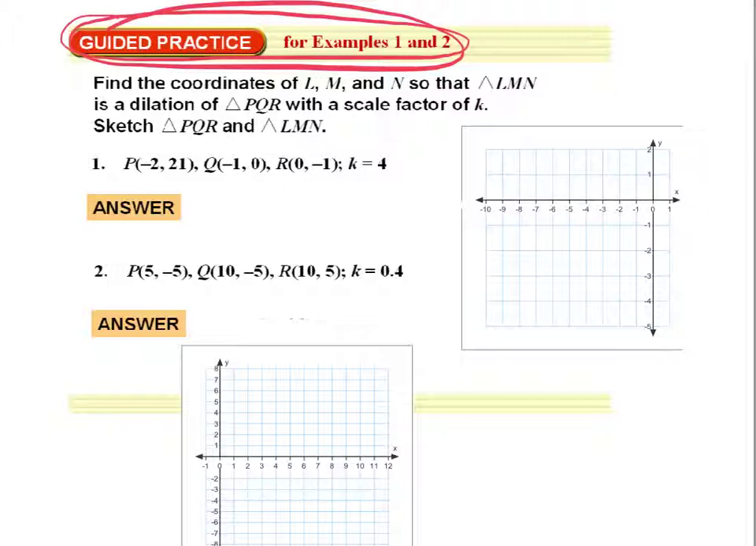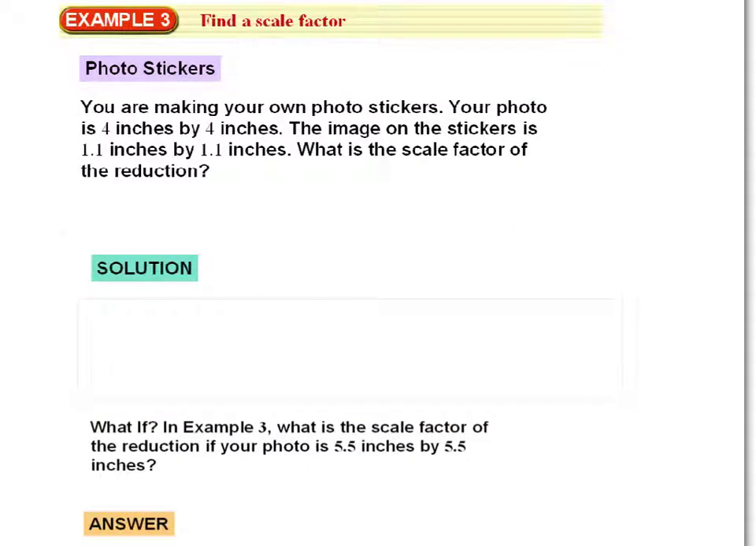If we look at the next slide, real world problem, which Jalen loves so much. So you're making your own photo stickers. Your photos are 4 inches by 4 inches. The image on the stickers is 1.1 inches by 1.1 inches. What is the scale factor of the reduction?